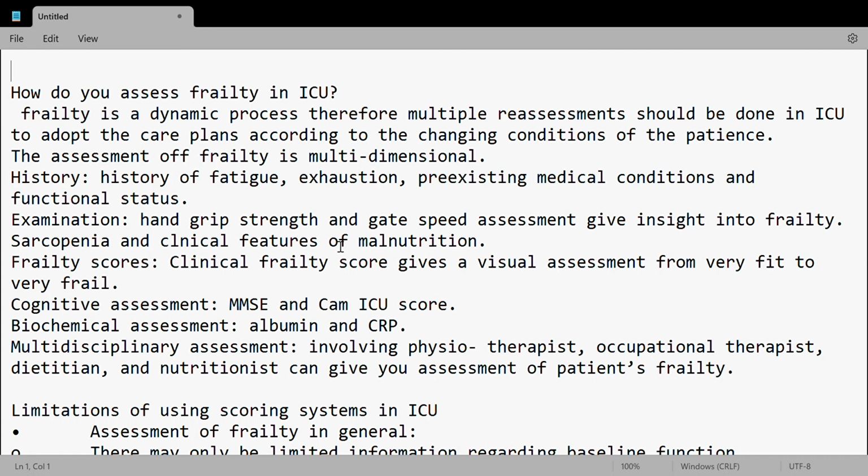Examination: hand grip strength and gait speed assessment give insight into frailty. Sarcopenia and clinical features of malnutrition tell about the frailty of the patient.